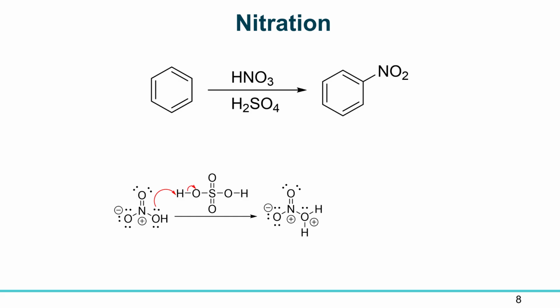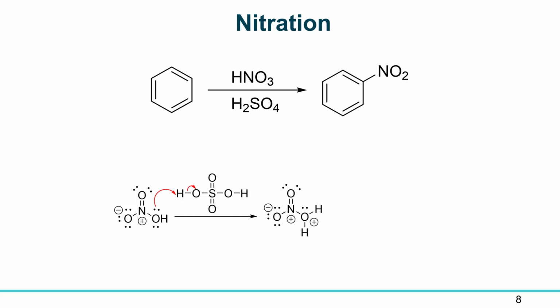You can show this with curved arrow notation by starting at the lone pair of the hydroxyl oxygen of nitric acid and drawing an arrow to form a new sigma bond to the proton of the sulfuric acid. This breaks the sulfuric acid OH sigma bond, and those electrons move on to the oxygen as a lone pair.